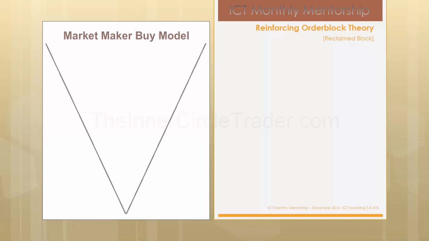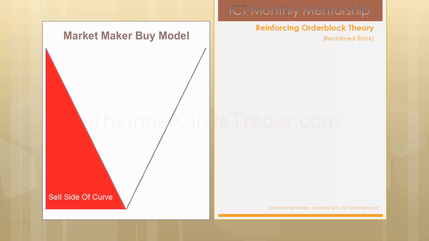But the idea is we're going to be anticipating that market move lower, and you can anticipate it and watch it go lower and be short, or if you look at it and the move has already transpired, if you notice you have seen the decline down into a support level, we can start looking at specific levels to watch for reclaimed order blocks. First, we have to understand the sell side of the curve on a market maker buy model. That's the drop down into that support level before we see the move higher.